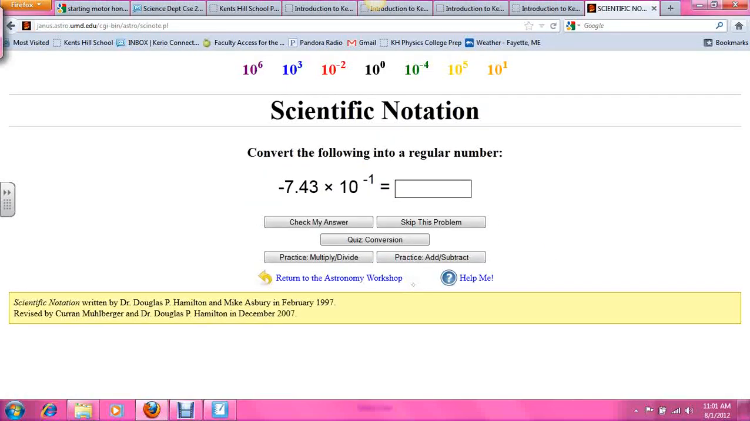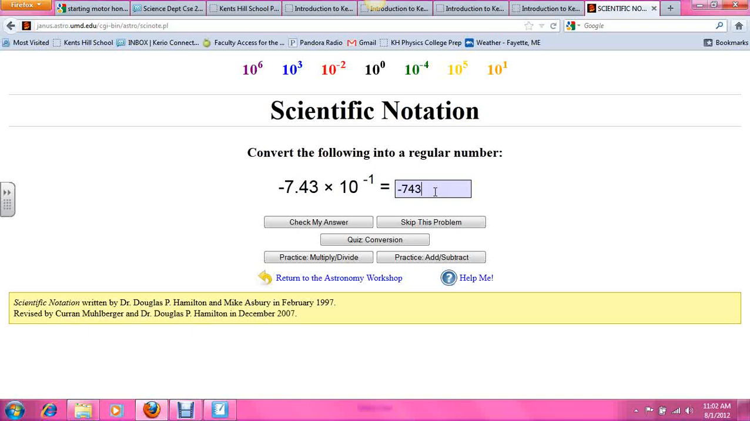So let's see if we can try another one. All right, so this is reverse scientific notation. We're given negative 7.43 times 10 to the negative 1, and it wants us to write it out. Well, we know that all the numbers are going to stay the same, and that there is going to be a negative in front of our number because it's negative 7.43. So we put in the negative, and then 743. But where does our decimal place go? Well, our exponent is negative, which means that our answer is going to be smaller than this one. We move our decimal place to the left.